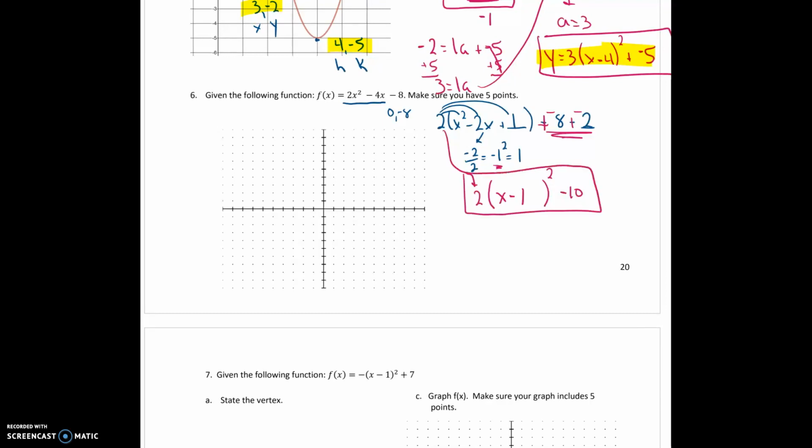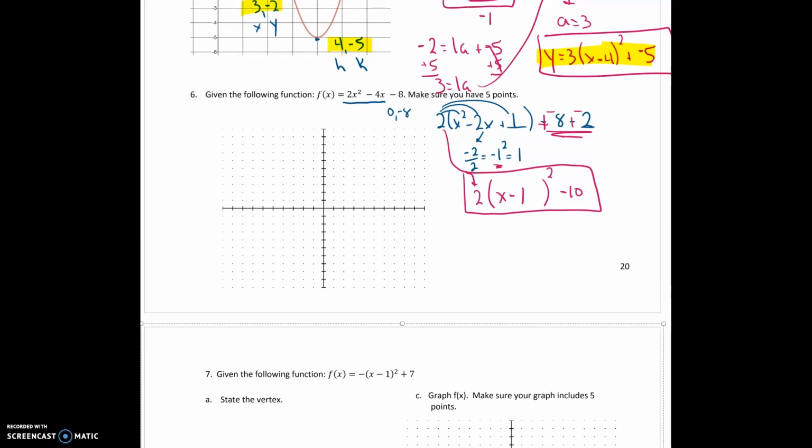Okay, so what's going on? This 2 will make it stretch. This 1, I'll take the opposite. So the -1 makes me take a 1, which makes it go right 1, and the -10 will make it go down 10. So we talked about that you have your parent function points. I'm going to put them over here.